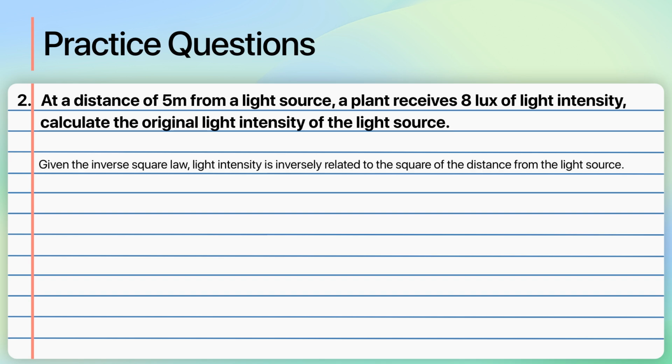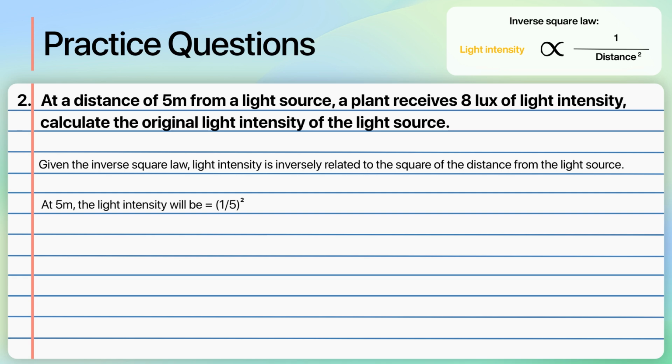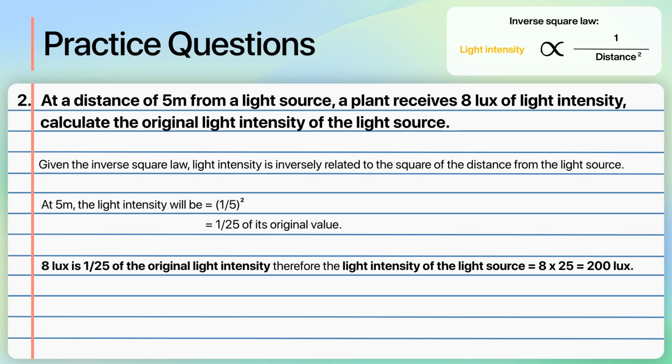Firstly, you must identify the relationship. Given the inverse square law, light intensity is inversely related to the square of the distance from the light source. Find the proportion of the original light intensity the plant receives at 5 meters away. At 5 meters, the light intensity will be 1/5 squared, which equals 1/25 of its original value. Find the original value of light intensity. 8 lux is 1/25 of the original light intensity. Therefore, the light intensity of the light source equals 8 times 25 equals 200 lux.